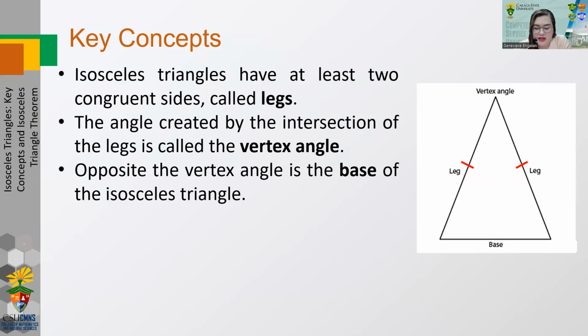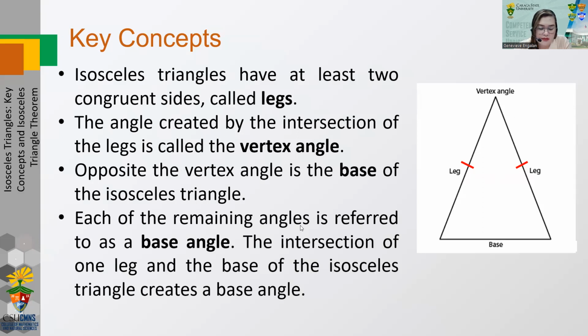Okay. And the opposite angles sa mga legs are called the base angles. So each of the remaining angles is referred to as a base angle. So the intersection of one leg and the base of the isosceles triangle creates a base angle. So meaning this one, or the angles opposite sa mga legs are called the base angles. Okay, so again, vertex angle, base angle, legs, and base.